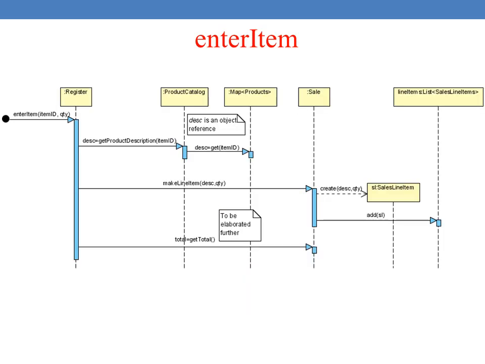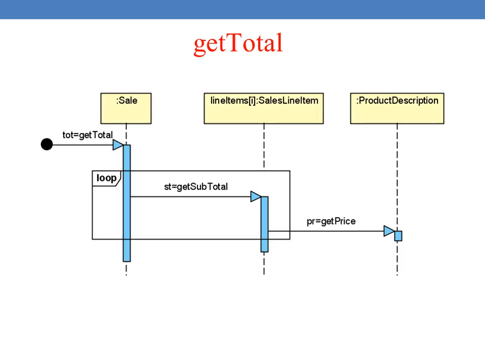So enter item, it is very easy. Already we saw this. Enter item: item ID and quantity. So if you enter any one of the items in that particular system, we have to do this process. Then that particular item description we need to mention. Then get item ID. After that we have to make the line item for the particular sale, create a sale with description and quantity. After that, add that to the particular line item list.